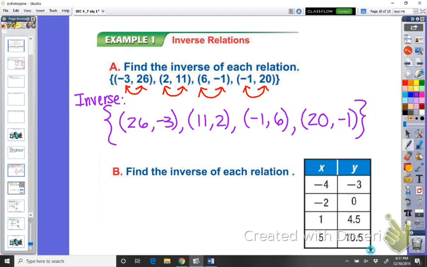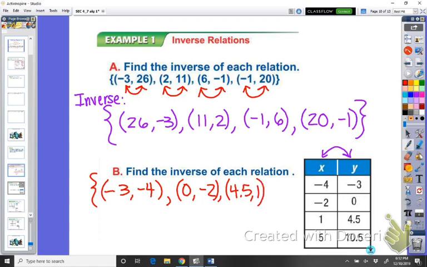In part B, they give the X, Y in a table format. So think if you're switching the Y and the X on these, we need to write them as ordered pairs. So instead of -4, -3, we're going to have -3, -4 as our first ordered pair. Instead of -2, 0, we're going to have 0, -2. Instead of 1, 4.5, we're going to have 4.5, 1. And instead of 5, 10.5, it's going to be 10.5, 5. So you just switch the X and the Y position.